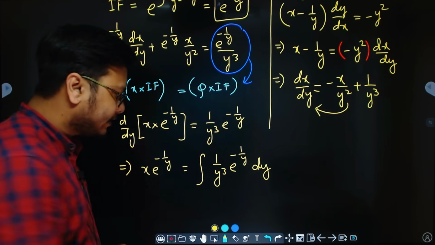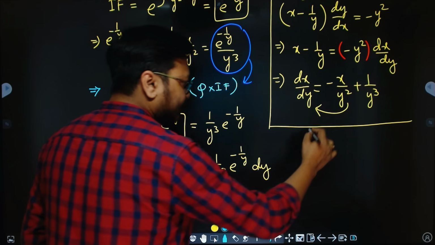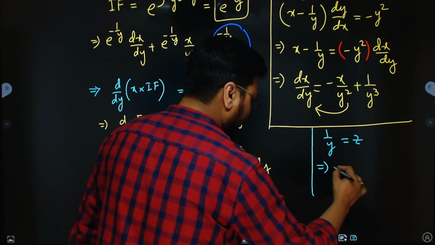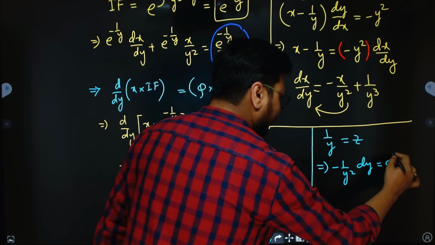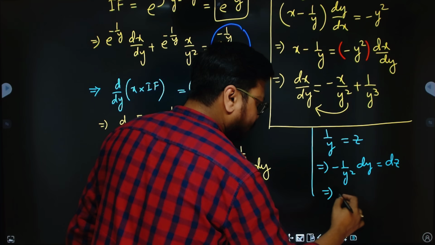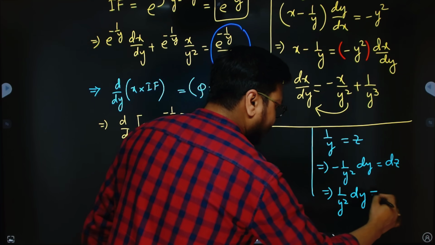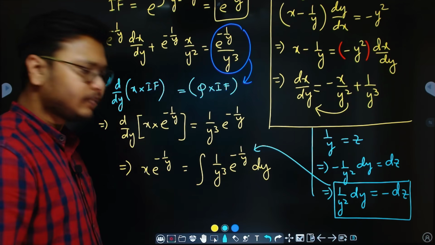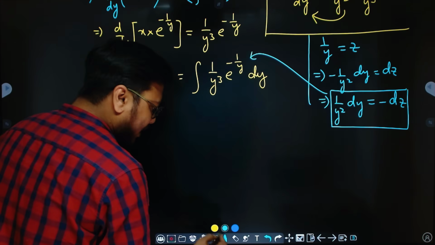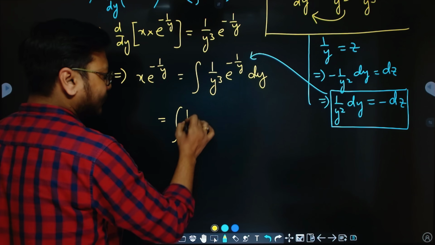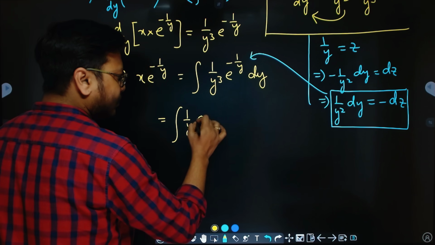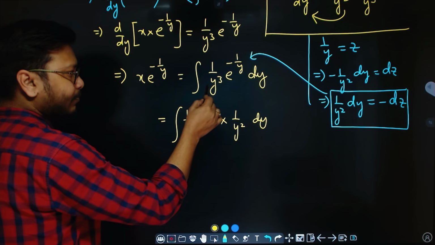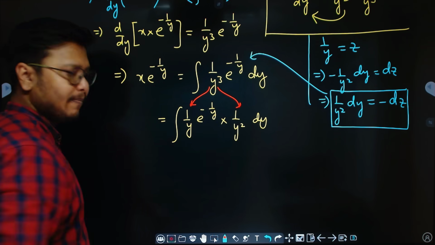And to do some substitution for this, let's see what we can do. Let's substitute 1 by y equals z, right? So that would mean minus 1 by y square dy equals dz. Let me get rid of the minus sign. So 1 by y square dy equals minus of dz. Let's try to plug this in over here. Okay, so to plug that in, we need to do a little bit of adjustment. I can write this as 1 by y e to the power minus 1 by y into 1 by y square dy. So I have split the 1 by y cube as 1 by y and 1 by y square.